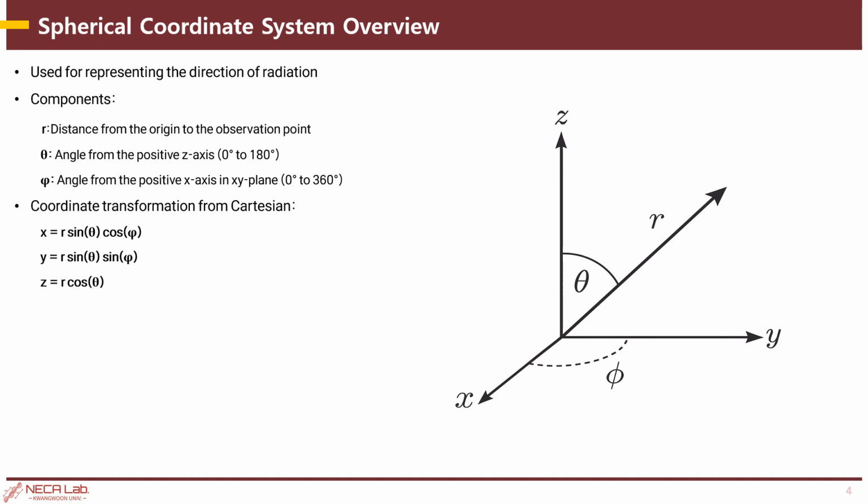We can also convert these spherical coordinates into regular Cartesian coordinates using the equations shown here. x equals r sin theta cos phi, y equals r sin theta sin phi, and z equals r cos theta. This setup is essential for defining the radiation pattern in space.